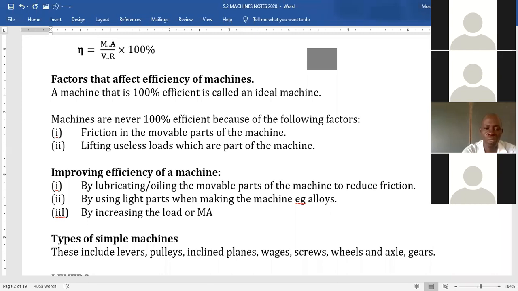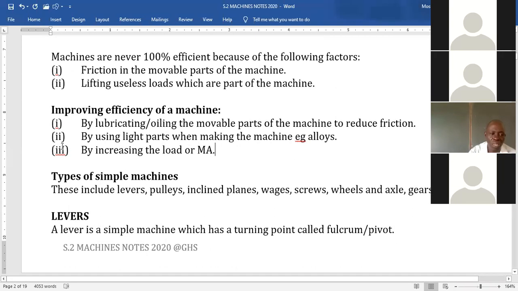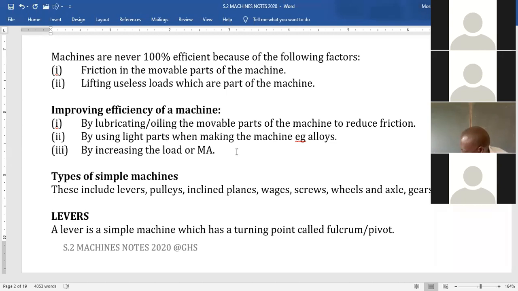When I talk about "to optimum," you may not understand. Now, if you want to increase the efficiency of a machine, make it carry the required load, or let it have the required mechanical advantage. For example, most of us have a tendency of moving in a car alone, yet the car is supposed to carry how many people? Maybe 5. Is that okay?